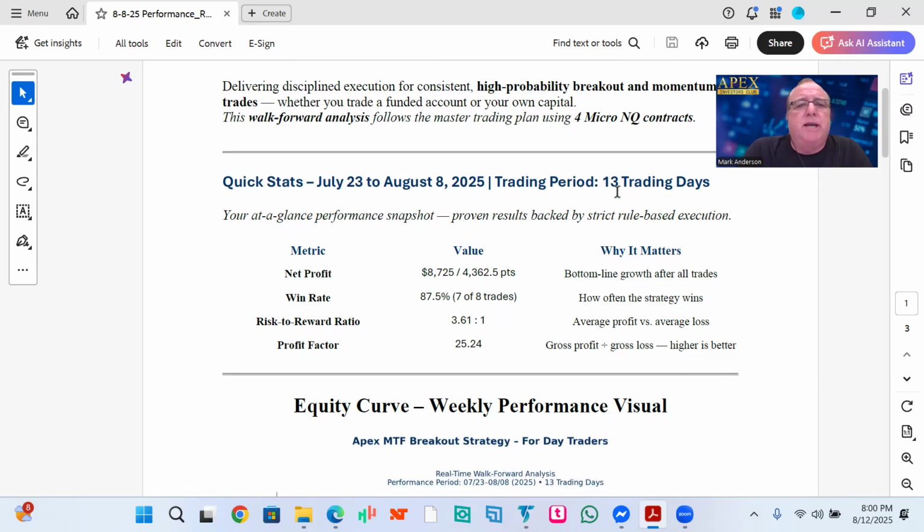The trading period was 13 days. The net profit using 4 micro contracts was $8,700. That's going back 13 trading days. Our win rate has been quite remarkable. I don't expect it to stay this high, but it has been 87.5%. 7 out of 8 trades have been winners. Our risk to reward has been 3.6 to 1, and this is based on those three staggered profit targets we have, and then also, of course, the runner. And our profit factor has been extremely high. I mean, the profit factor is over 25, which is remarkable.